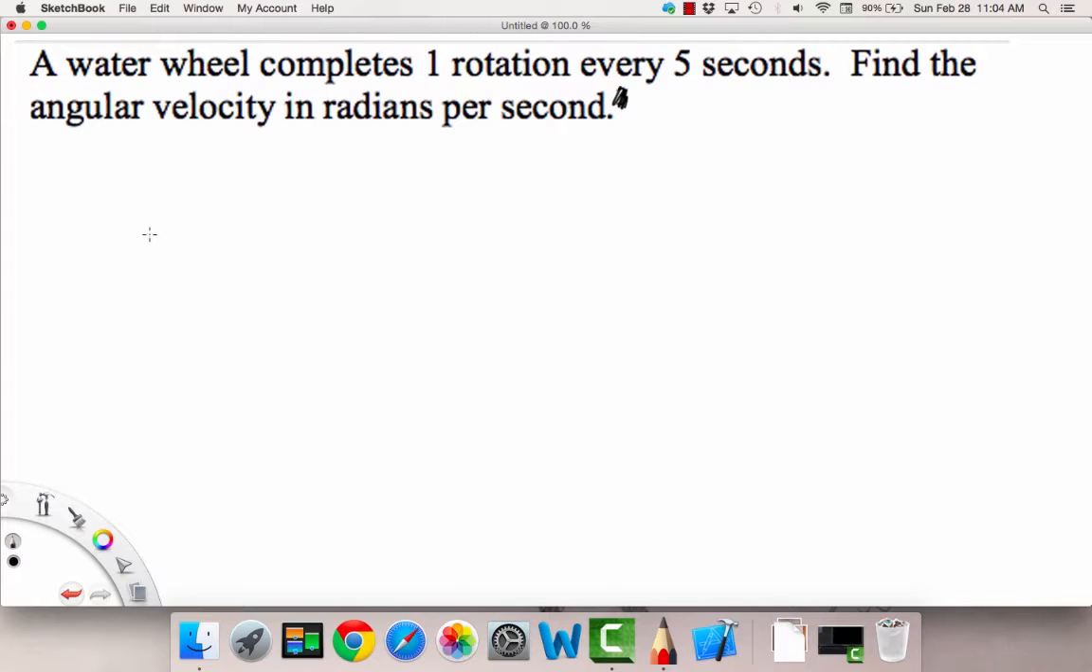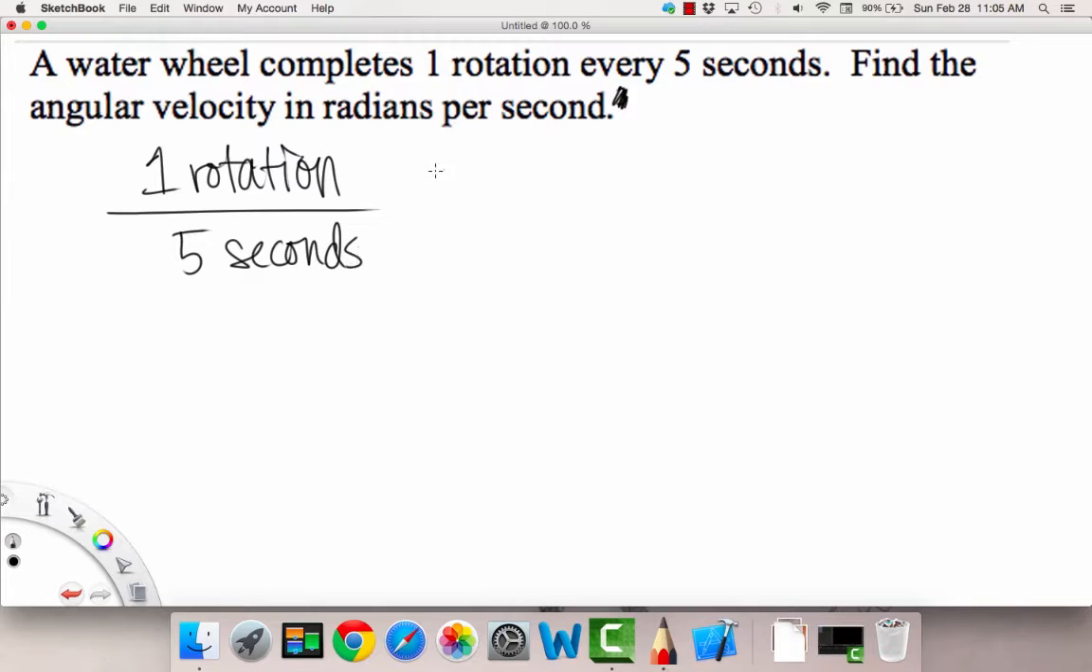So anyway, a water wheel completes one rotation, so we can write every 5 seconds, which means we have some kind of ratio going on. And what we want to do now is find this in terms of some number of radians per second.